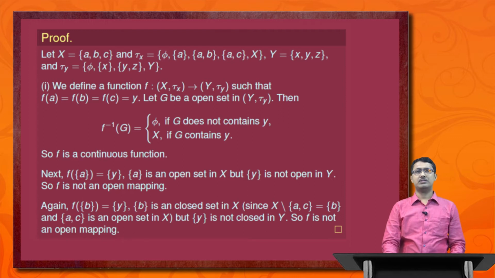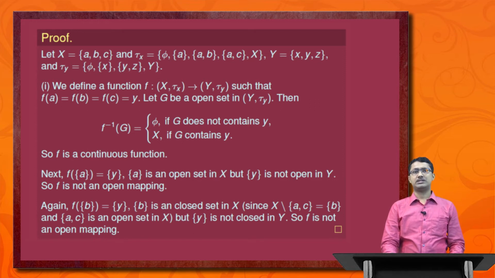For the first example, we define a function f from X to Y such that f(a), f(b), f(c) all go to the element y. Let G be an open set in (Y, tau Y). Then the inverse image of G under f, that means f inverse of G, is equal to phi if G does not contain y, and it is equal to X if G contains y. So it is obvious that f is a continuous function, because phi and X are both open and closed also.